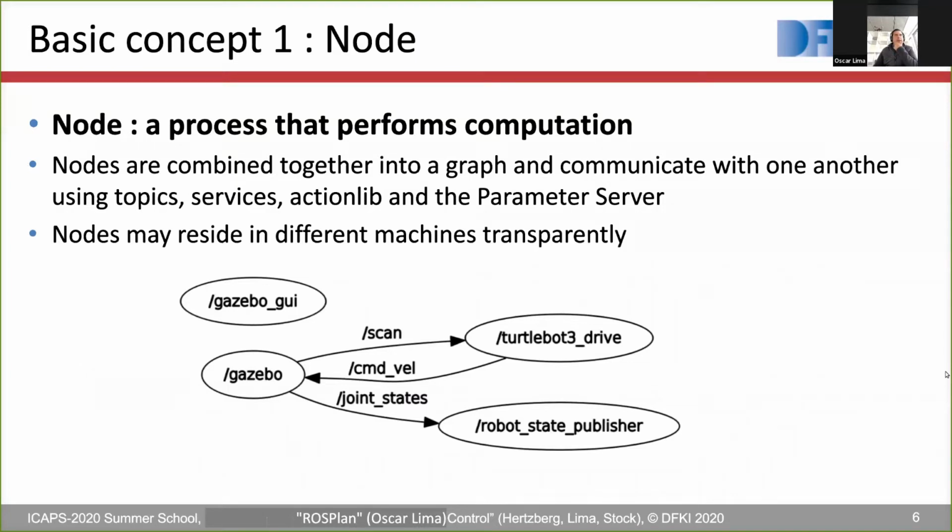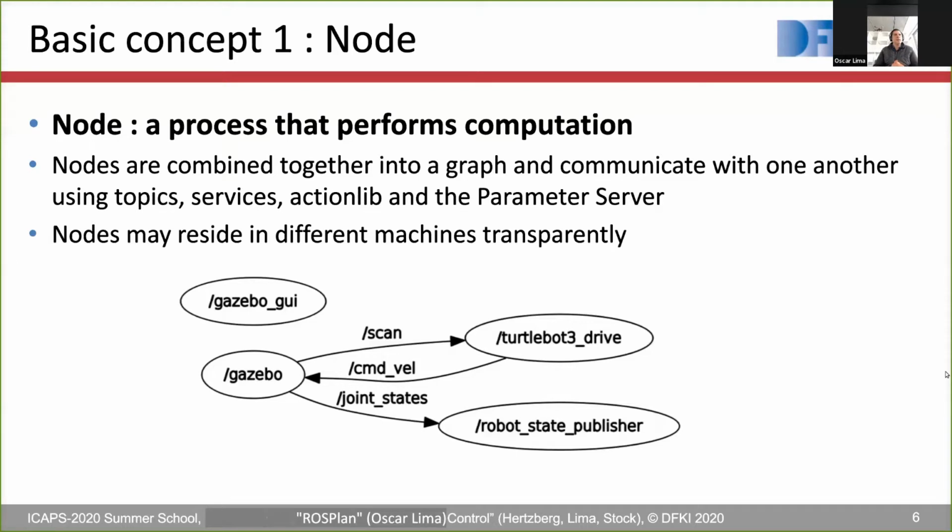Now we'll go through 5 different basic concepts in ROS. Basic concept number 1 is a node. So what is a ROS node? It is a process that performs some computation. The code is organized in small nodes, which are multiple processes that run on your computer. They are combined into a graph and they communicate with each other using topics, services, actionlib, and the parameter server.